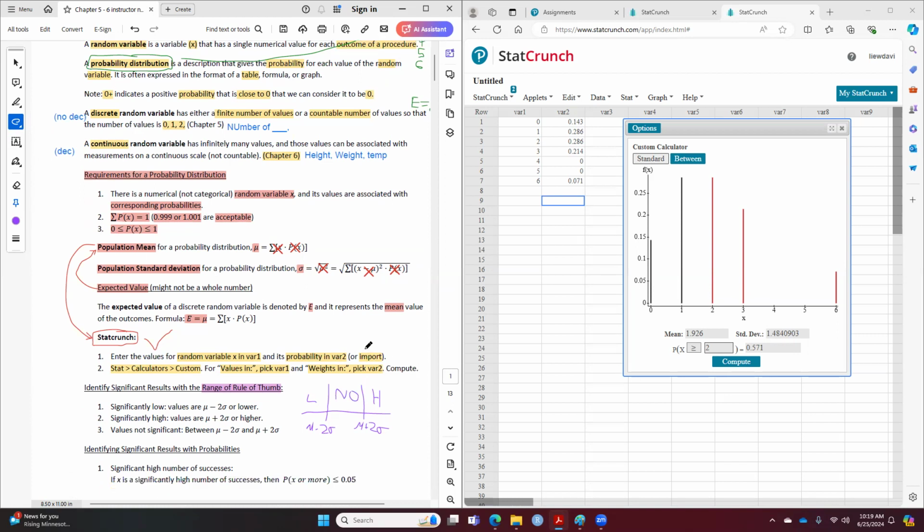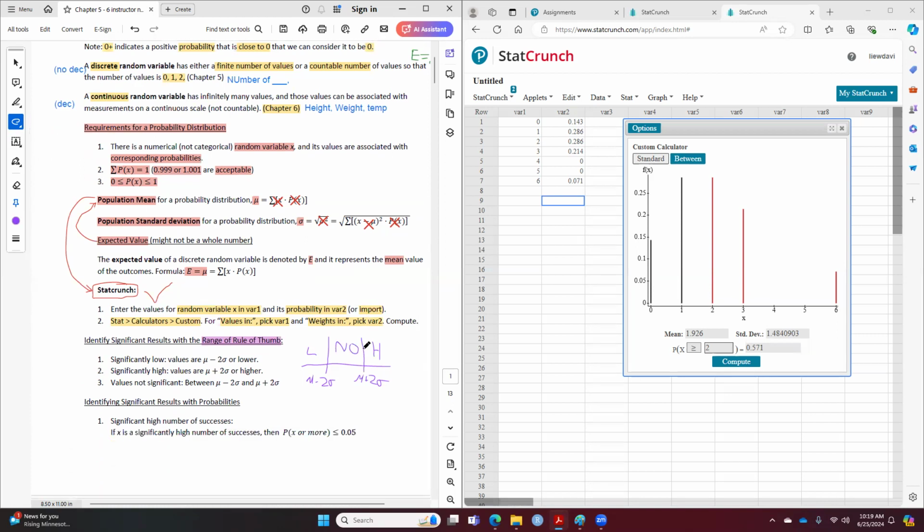This is very similar to what we did in chapter 3. So again, this is called the range rule of thumb. What is it used for? It's used to figure out outliers, or in the textbook, we use the words significantly low or significantly high. So this is something we use to figure out outliers.